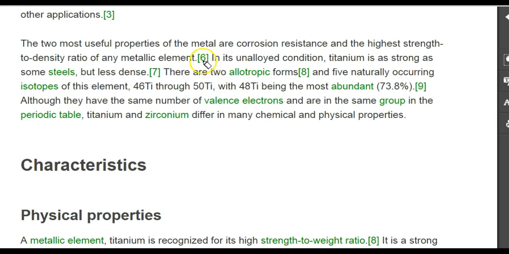So finally, you must know that two very useful properties of titanium are corrosion resistance, and it has the highest strength to density ratio of any metallic element. So two properties you should never forget. One is corrosion resistance, second, titanium has the highest strength to density ratio of any given metallic element.